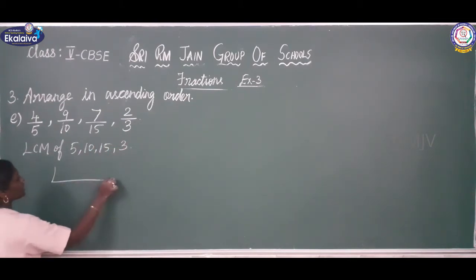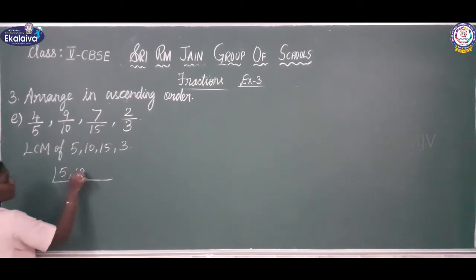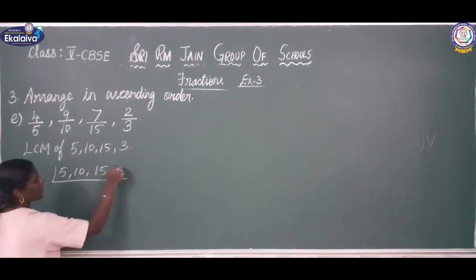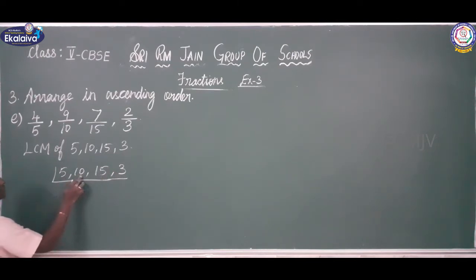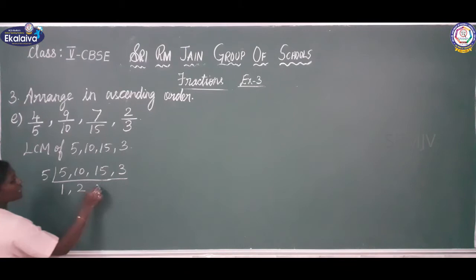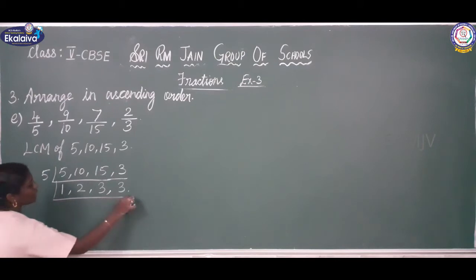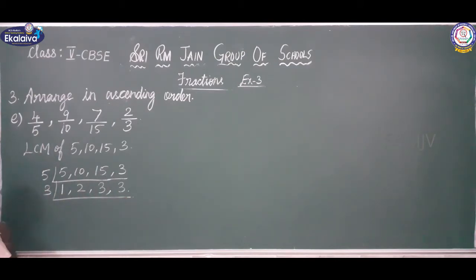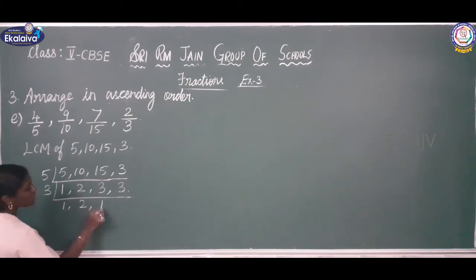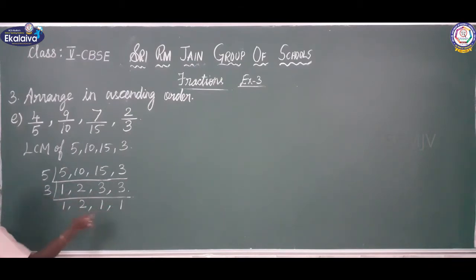By using L division, we are going to find the LCM. Except 3, 5, 10 and 15 are divisible by 5. So, I am going to divide the numbers by 5. 5 divided by 5, 1. 10 divided by 5, that is 2. 15 divided by 5, that is 3. Here 3 is not divisible, so we have to keep it here. Here there are two 3s, so again I am going to divide by 3. 1. Here 2 is not divisible, so we have to keep it as it is. Then 1. 3 divided by 3, 1.